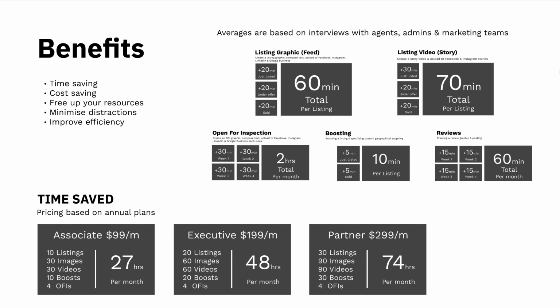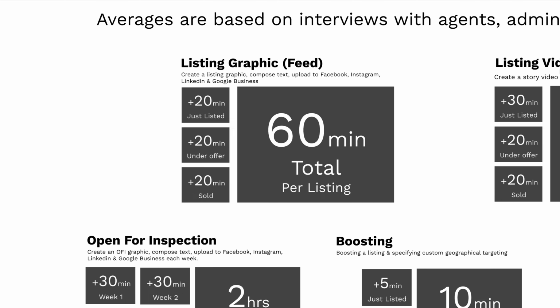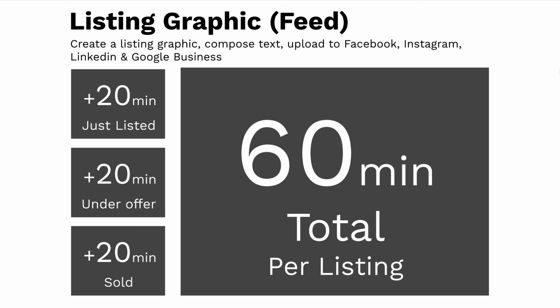Now, these are just some quick time calculations based on interviews with a few agents that we've had. Creating a listing graphic, composing the text, and uploading all of the images to Facebook, Instagram, LinkedIn, Google is a bit of a time-consuming task. Each listing generally spans over 3 statuses. You just listed, under offer, sold. So taking that into consideration, 20 minutes per status accumulates to 60 minutes per listing.